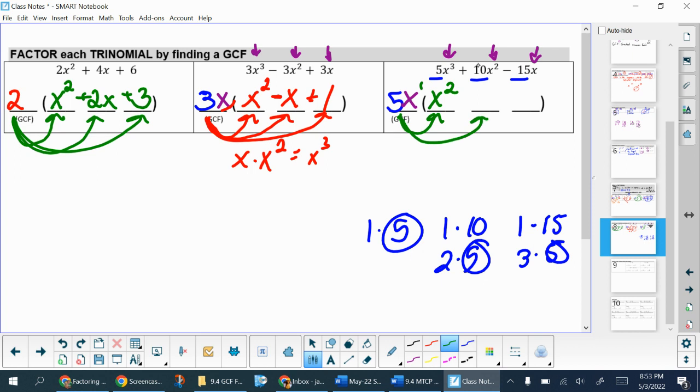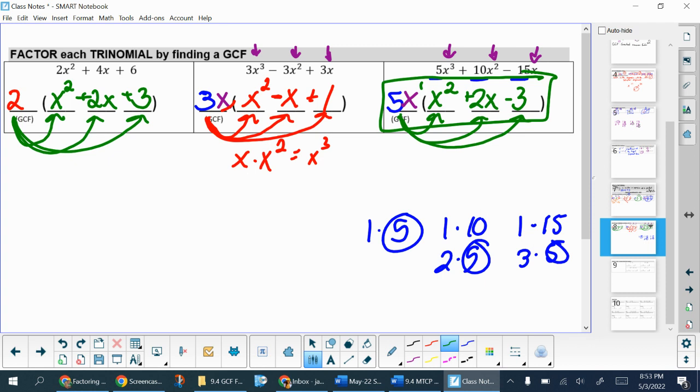5 times what makes 10? Well, 5 times 2 makes 10. And x times what makes x squared? x times x makes x squared. And the last one, this is when we got to worry about that negative sign. 5 times what makes negative 15? Well, that's negative 3. And then the x times what makes x? Well, I don't need another x. It's just the minus 3. And so there we go. That's our factored form. Remember, we can distribute these back out, and we'll end up right back where we started.